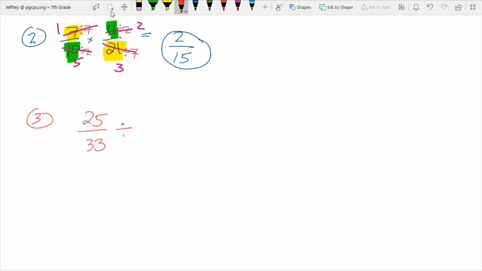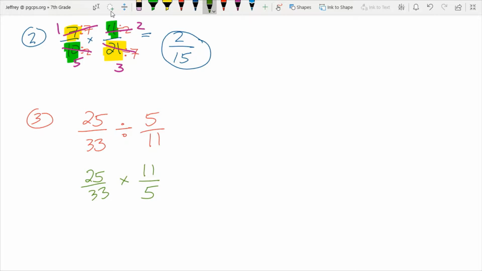Next one is 25/33 divided by 5/11. Now remember, when we divide fractions in 6th grade, we know that it's the same thing as multiplying by its reciprocal. You're used to keep, change, flip. It works because dividing is the same thing as multiplying by its reciprocal. So that means the number 25/33 is being multiplied by its reciprocal. That means you flip the number to 11/5.